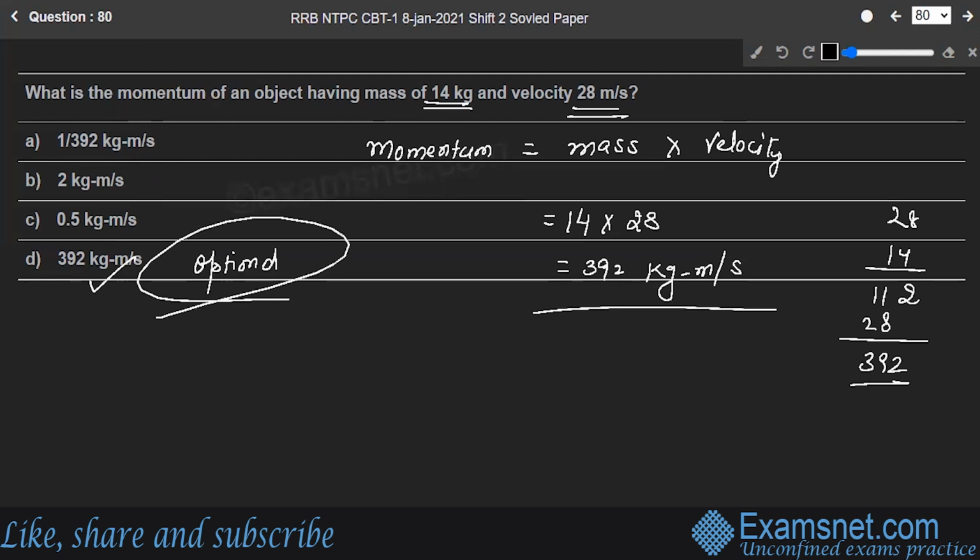Hope you understood this. If we talk about momentum, what is momentum? Momentum of a particle is the measure of time required for a constant force to bring it to rest. In terms of equation, it's given by mass into velocity. So option D is the correct answer. Hope you understood this. Let's move to the next question.